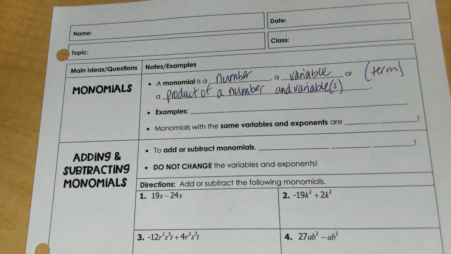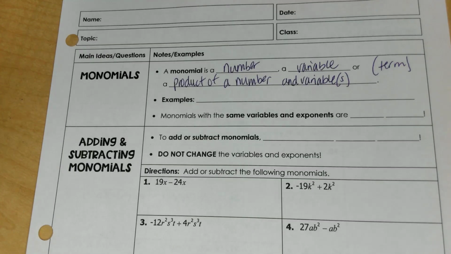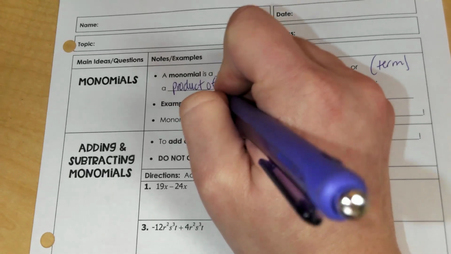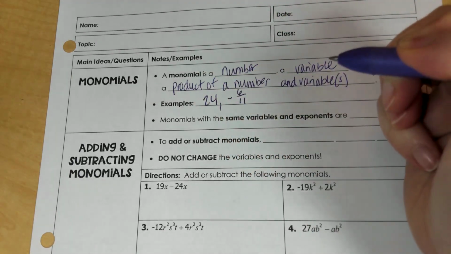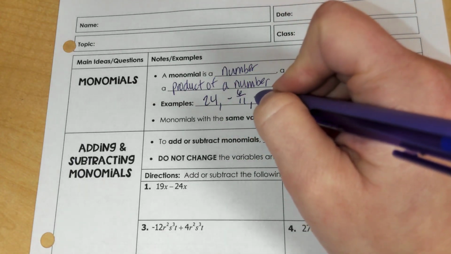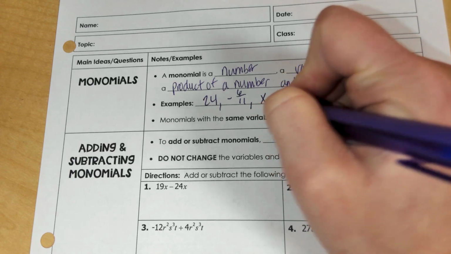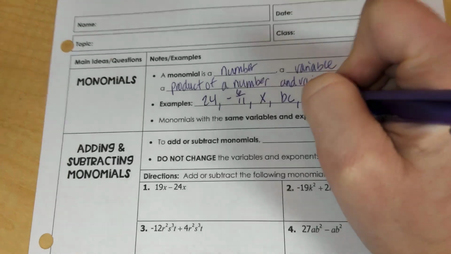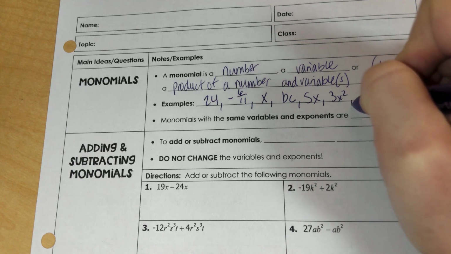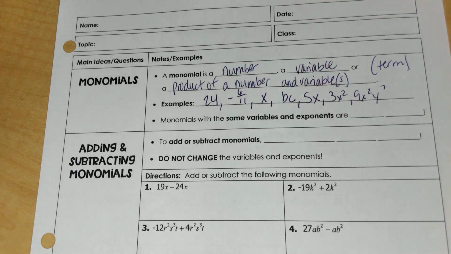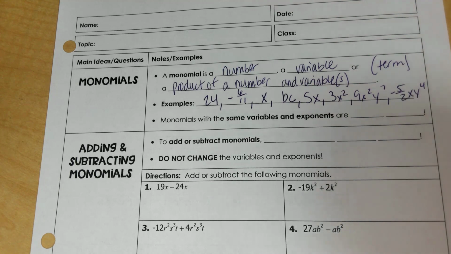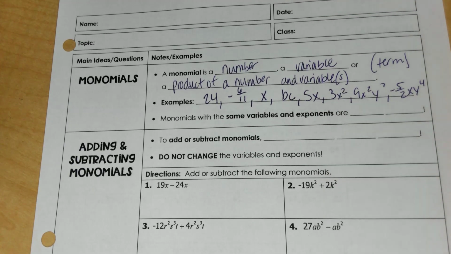When we were talking about the vocabulary of different parts of an equation or expression, we considered a monomial to be a term. So an example would be a number like 24 or -6/11. Those would be monomials. But also a variable like x or bc, those multiplied together. Or the product of a number and variables like 5x, 3x squared, 9x squared y to the 7th. Because there's multiplication in between each of those pieces, it's still considered one term or a monomial. And even if we did -5/2 x y to the 4th, all of that is still considered one monomial.